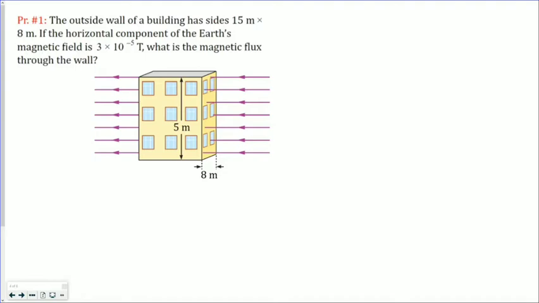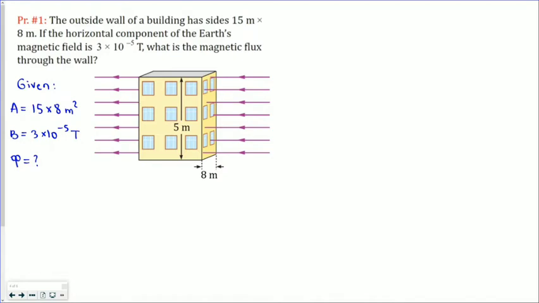So let's start by writing the givens. What we know here is the area of the wall. It is 15 times 8 meters squared. And we know the magnetic field from the Earth. It is 3 times 10 to the minus 5 Tesla. And we're asked to find the flux through the wall.